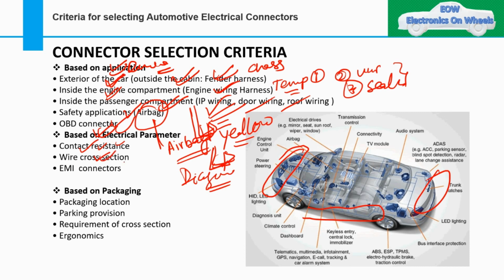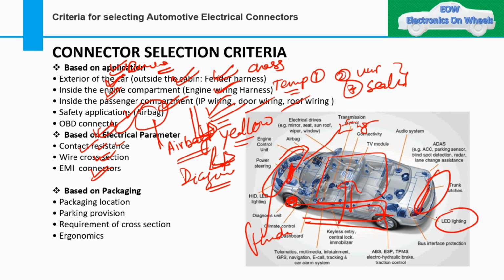Then wire cross section you have to see, then EMI connectors you have to see. Okay, so if you see your car, this is my engine compartment, then this is my passenger compartment, this is my fender here. Okay, and below this would be the chassis area, this would be our wheel, and here would be all chassis. Here you can see the positions of the particular units we have given based on the packaging.